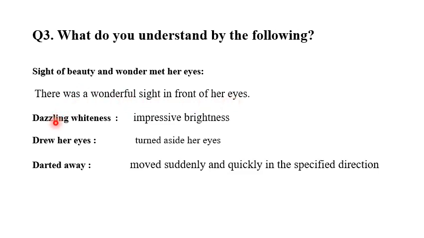The second phrase is dazzling whiteness. That means impressive brightness. The third phrase that they have selected is drew her eyes. That means turned aside her eyes. Alice turned aside her eyes to the other thing. Darted away means moved suddenly and quickly in the specified direction, and this word is used in the text for the pigeon.